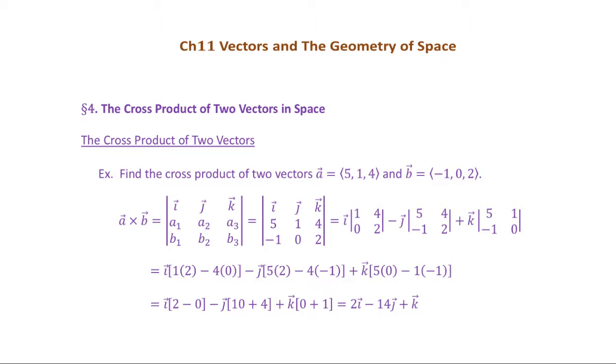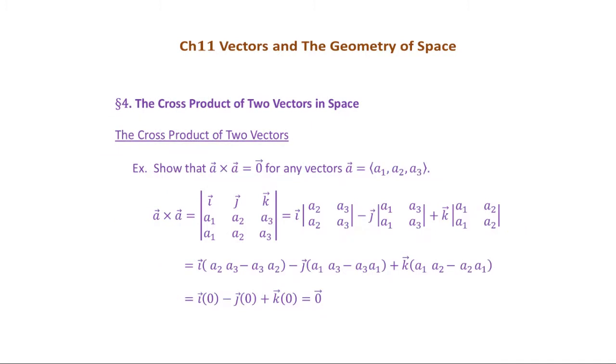So at the end, the 2 minus 0 is 2, so you get 2i. 10 plus 4 is 14, so you get 14j, but it's negative. And then 0 plus 1 is 1, so you get 1k or just k. So at the end, the cross product of those two vectors is just 2i minus 14j plus k. All right?